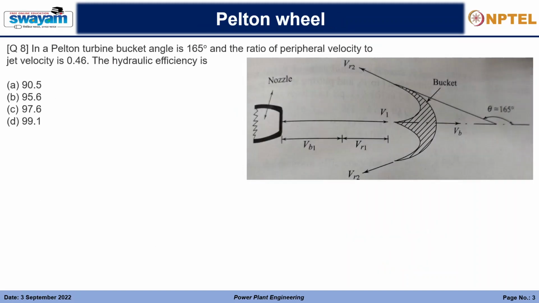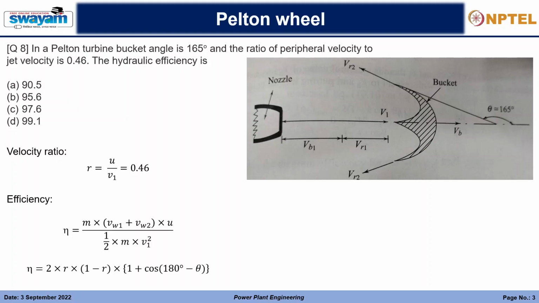Then there was one question. The Pelton wheel turbine bucket angle is 165 and the ratio of the peripheral velocity to jet velocity is 0.46. It is a very straightforward question. Simply the velocity ratio is given, then we know the efficiency. If we simplify VW1 plus VW2, it will come in terms of V1 and U. So we know that equation, right? The mass m is cancelled, and if we arrange and simplify it, we will get this particular equation in terms of velocity ratio.